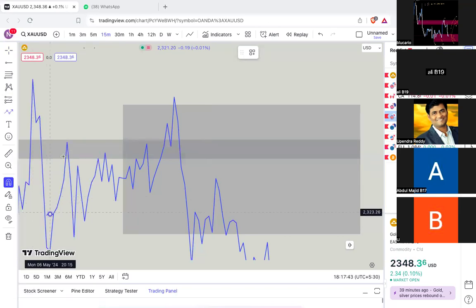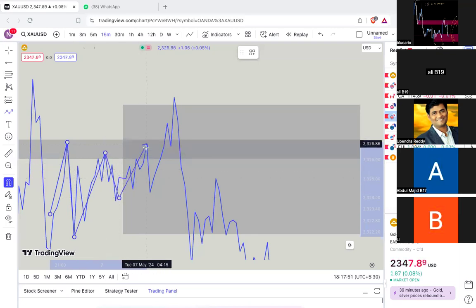Here it is acting as resistance. Resistance, resistance, resistance. Here it broke the box and acted as support. And broke again. After breaking below the box, it kept on selling.